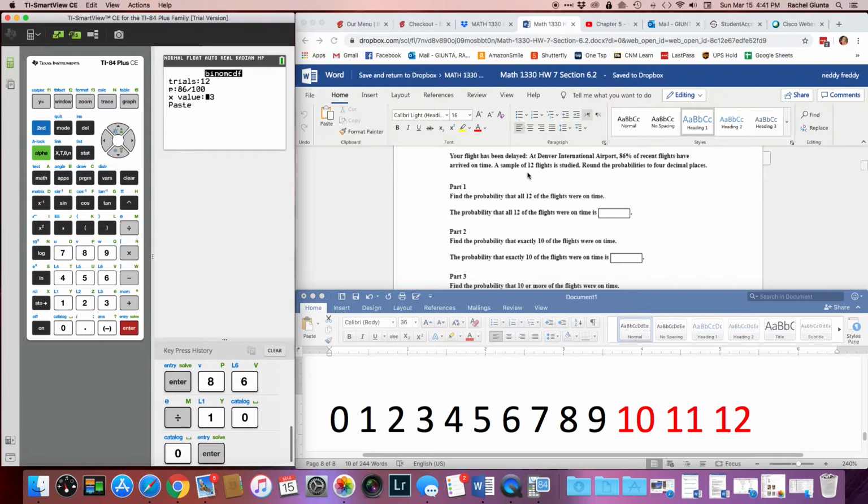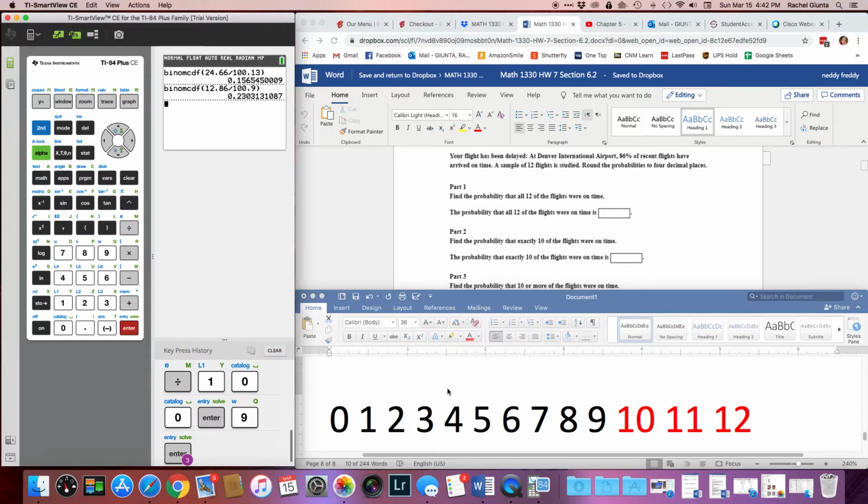Now we have to decide what number to put in here. We always want to put in the number that's the top of our range of interest. And right now our range of interest is 0 to 9. And we paste, and so we get this for the probability of anywhere from 0 to 9 flights being on time. But what we actually want is the opposite of that. We want 10, 11, or 12 flights to be on time.